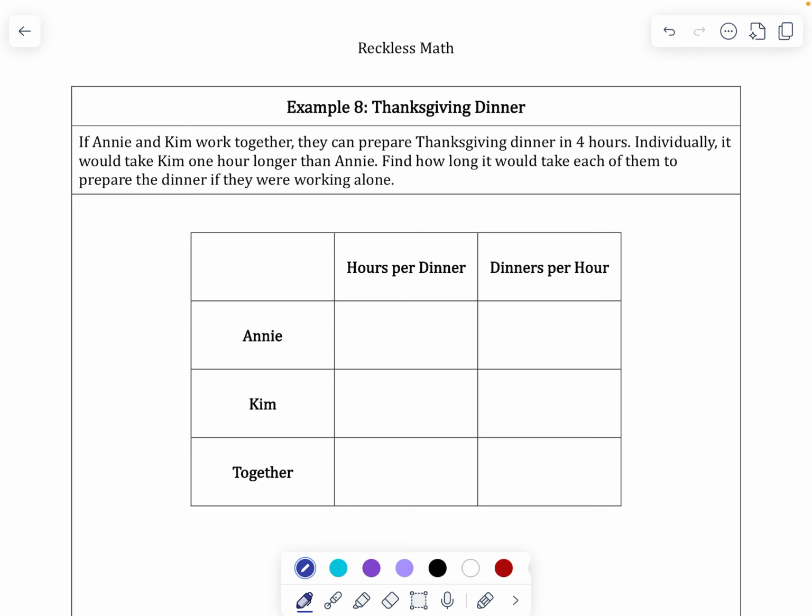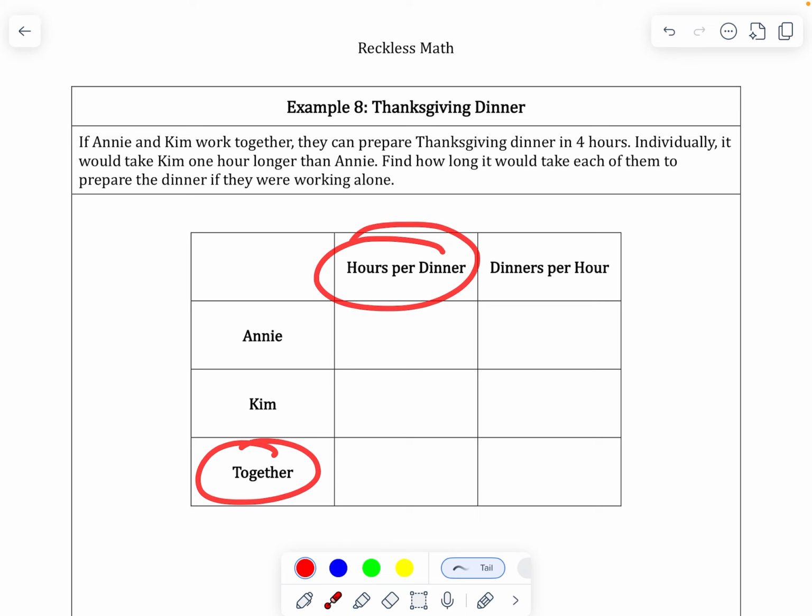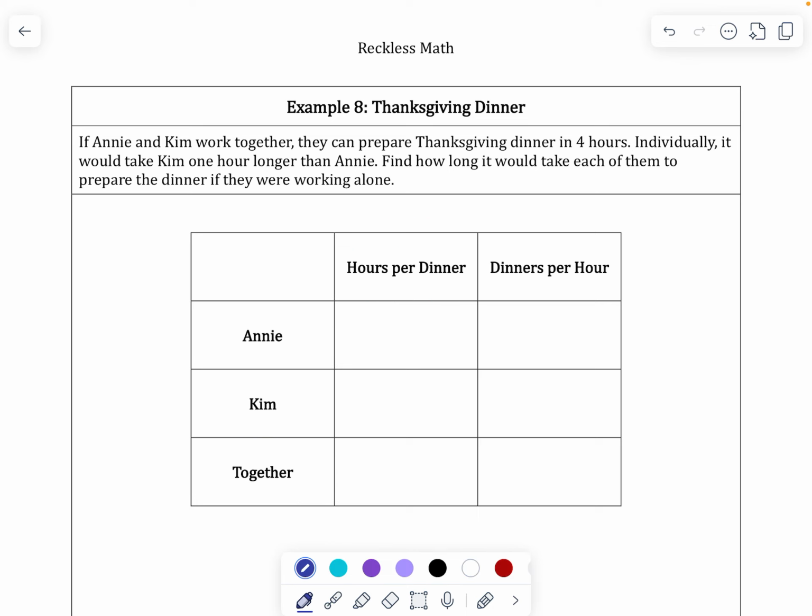Here we go. If Annie and Kim work together, they can prepare Thanksgiving dinner in 4 hours. Individually, it would take Kim 1 hour longer than Annie, 1 more hour than Annie. Find how long it would take each of them to prepare the dinner if they were working alone. So, what do we know? We know that together, how long it will take them to prepare the dinner is 4 hours.